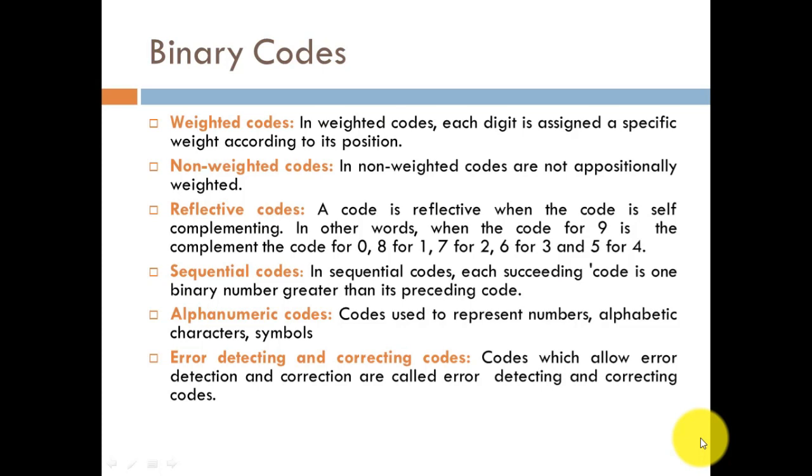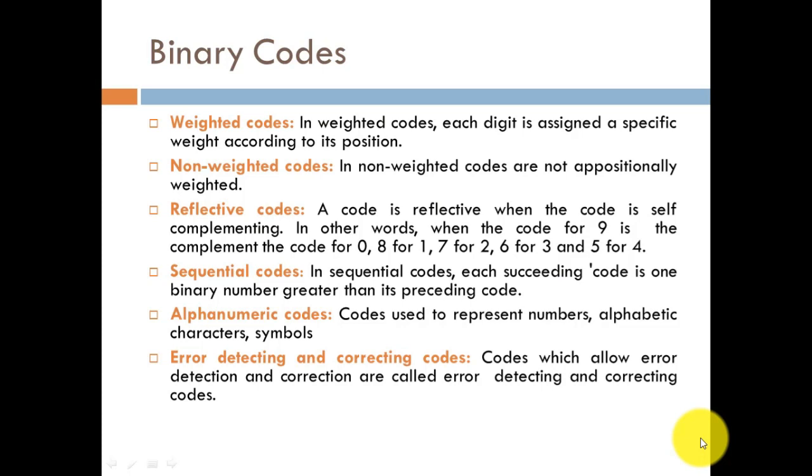What do you mean by alphanumeric codes? In alphanumeric codes, these codes are used to represent numbers, alphabetic characters, symbols, everything that would be represented via certain digits, or specifically, by a specific block of binary bits. Then error correcting and detecting codes. Codes which allow error detection and correction are called error detecting and correcting codes. Examples are Hamming codes and parity codes.